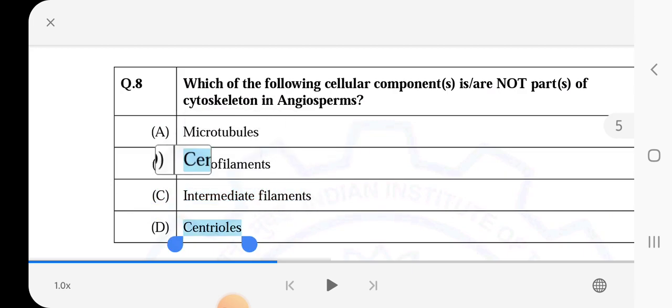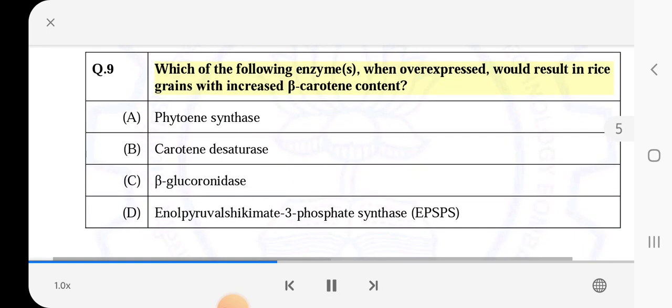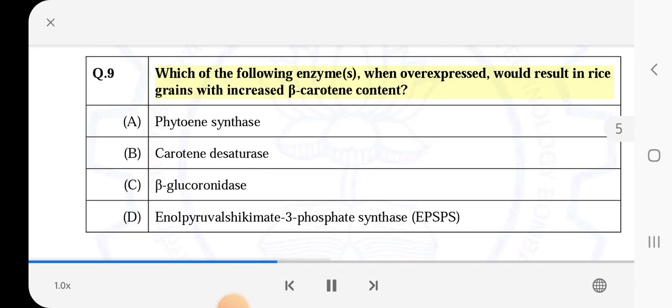Q.9 Which of the following enzymes, when overexpressed, would result in rice grains with increased beta-carotene content? A. Phytoene synthase. B. Carotene desaturase. C. Beta-glucuronidase. D. 5-enolpyruvylshikimate-3-phosphate synthase, EPSPS.